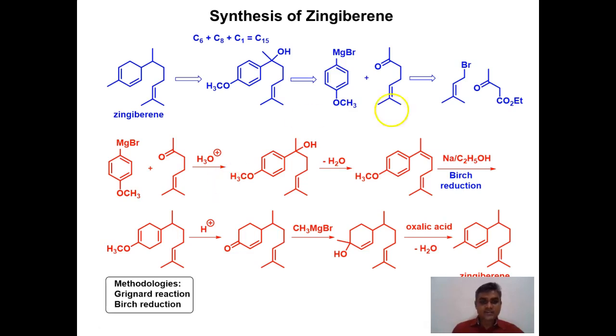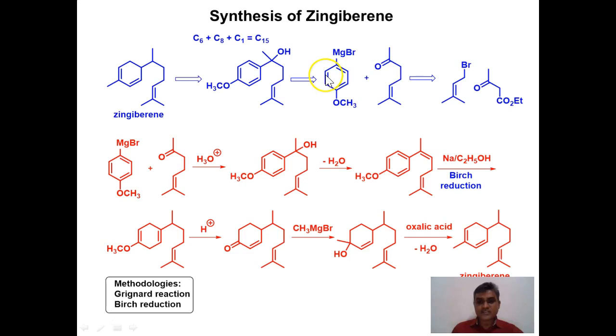Now last one here is about the synthesis of gingiberine. Synthesis of gingiberine gives an additional evidence for the structure of gingiberine. There are 15 carbon atoms here, and 15 carbon atoms are assembled through the reactions of methylheptanone. Methylheptanone is offering here 8 carbon atoms. This is providing 6 carbon atoms.